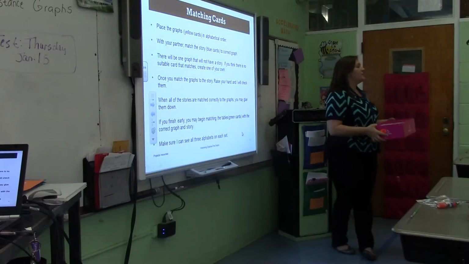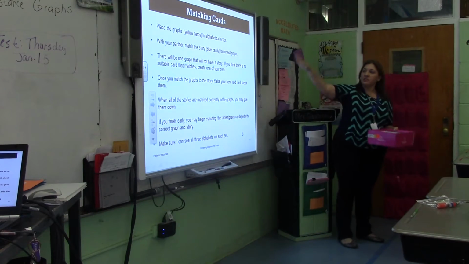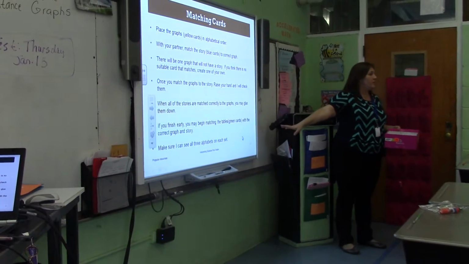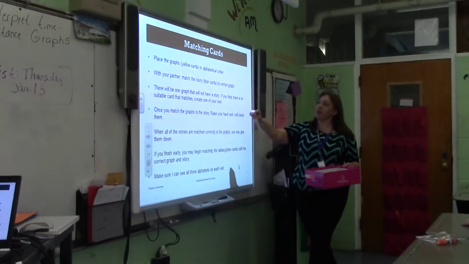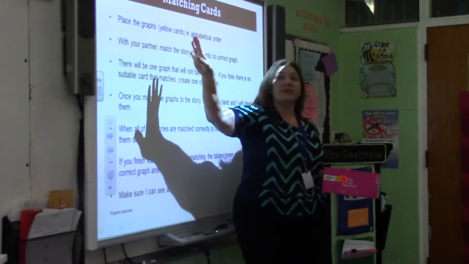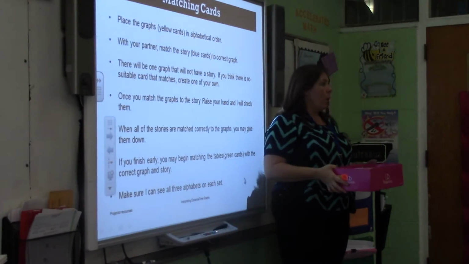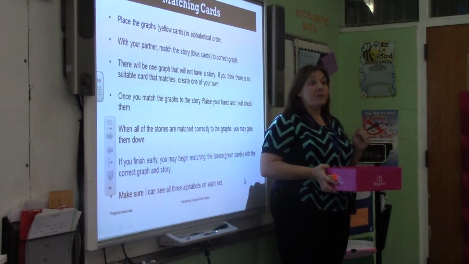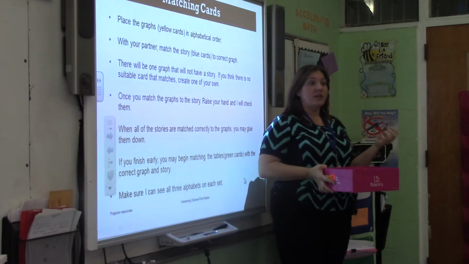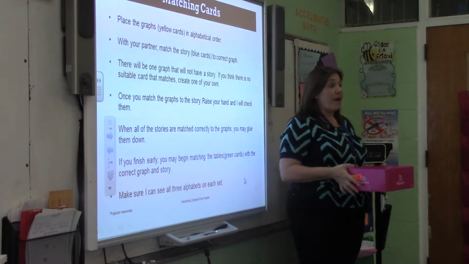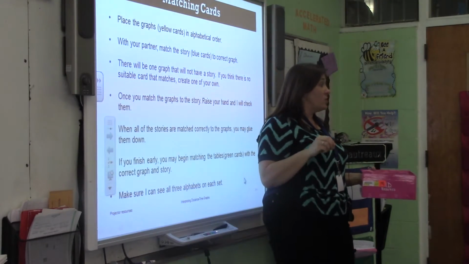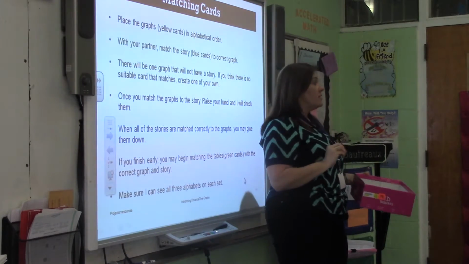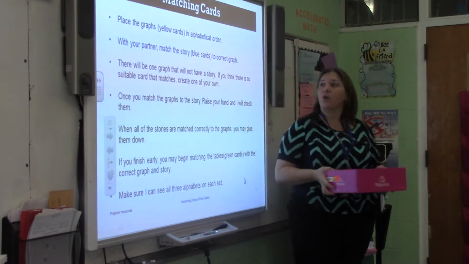Okay, this is what you're going to do. I have the directions up here, and I'm going to leave them up here. That way you know exactly what to do. It says place the graphs, which are the yellow cards, in alphabetical order. What order do they have to go? Alphabetical. It's very important because me and Miss Pam are going to be walking around, and we're going to check your work. If you don't have them in alphabetical order, it makes our job really hard, okay? So I really need you to put the cards in alphabetical order.